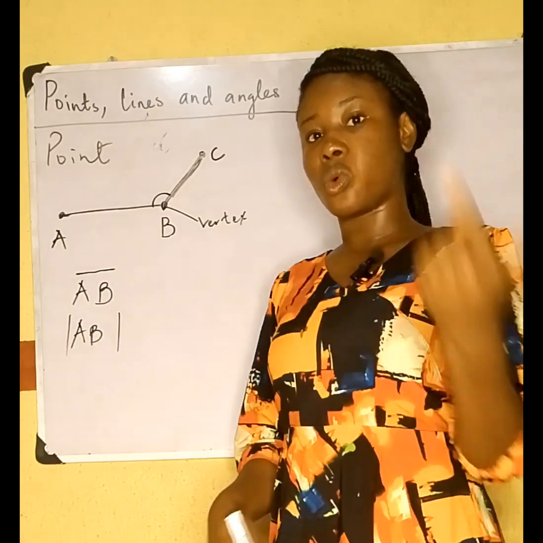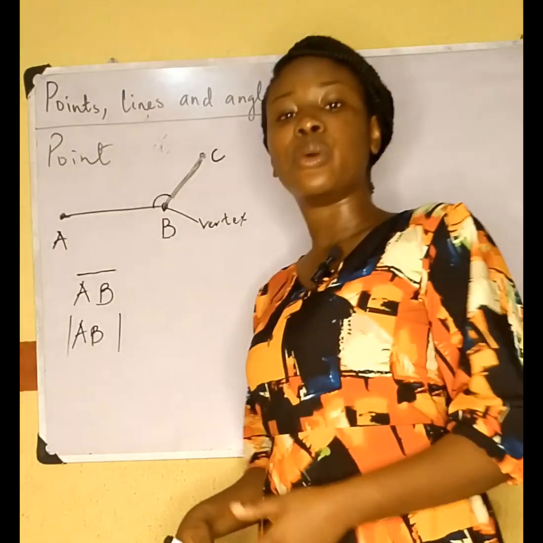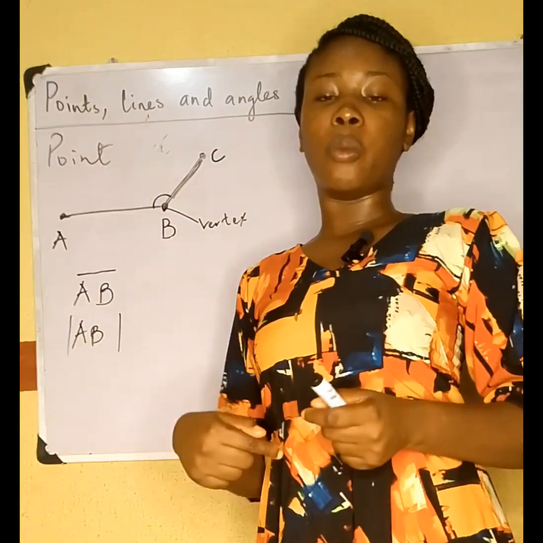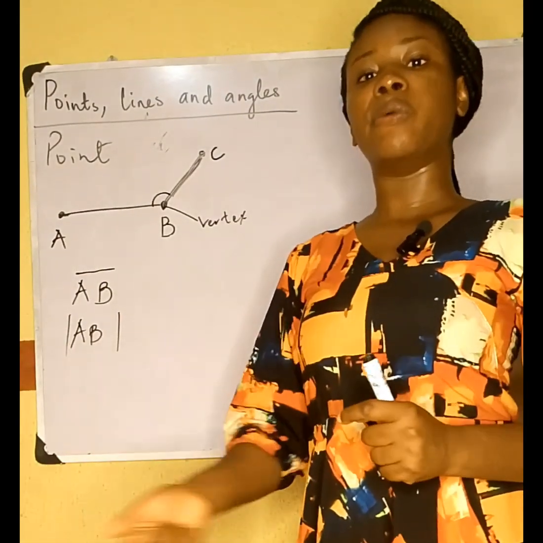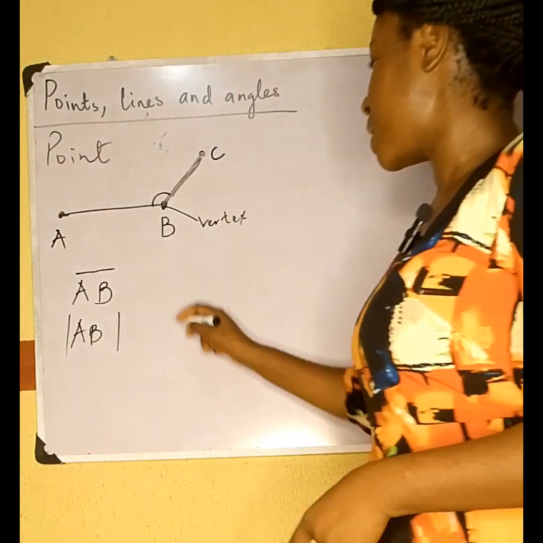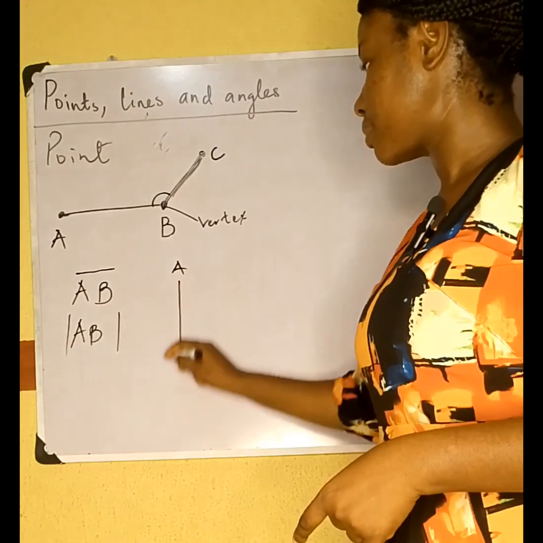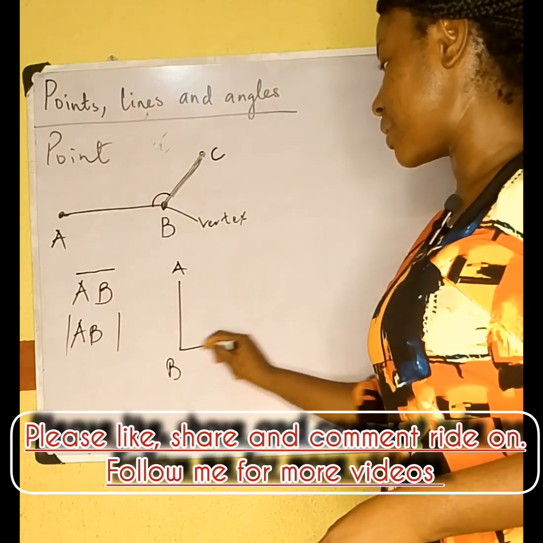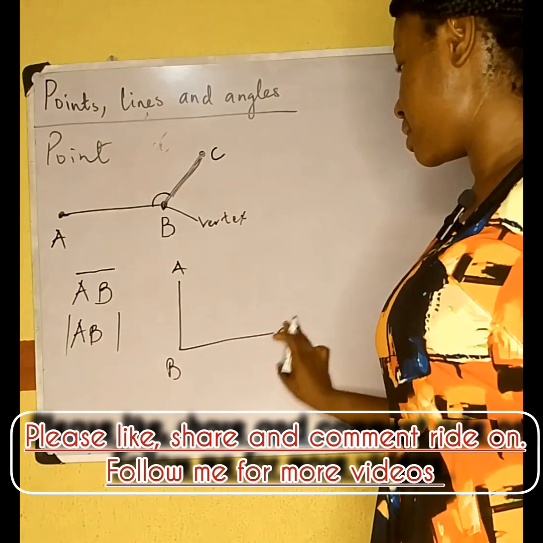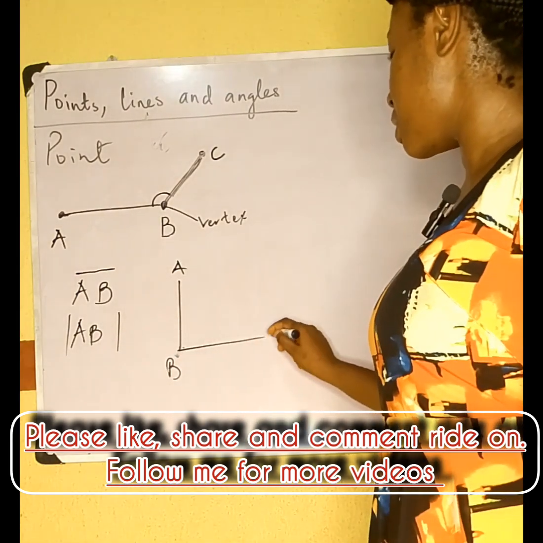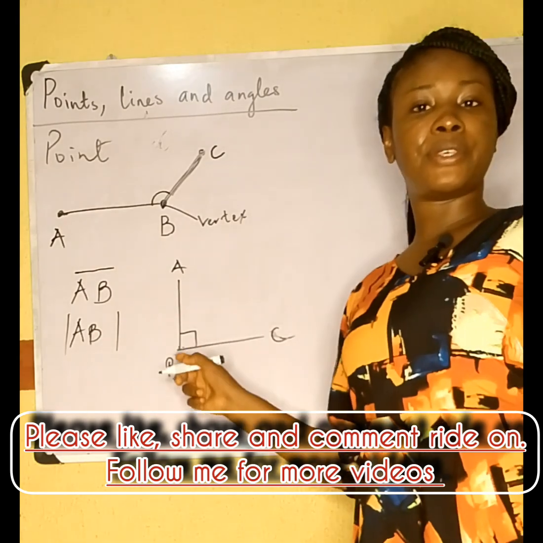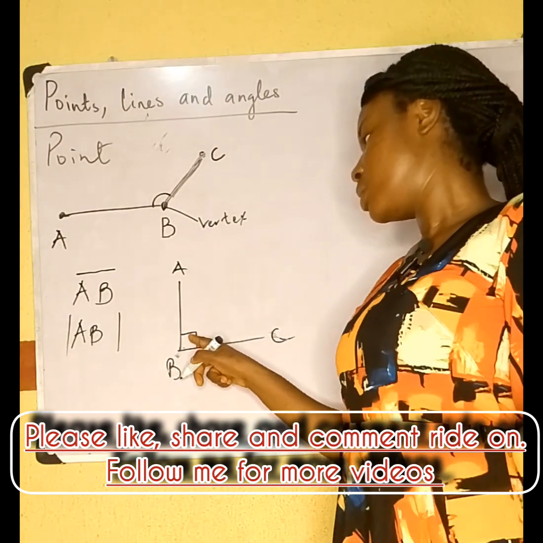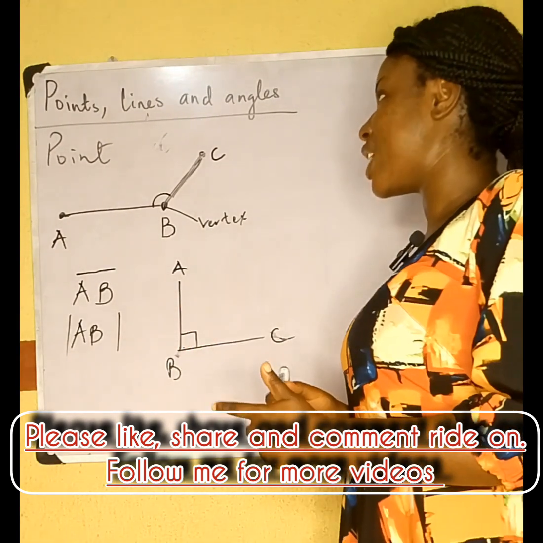So when you are asked what an angle is, it is the space formed when two lines meet. So when I have line AB and it's meeting with another line BC, if you notice these two lines are perpendicular, the space formed here will be a right angle. So this is what we call an angle.